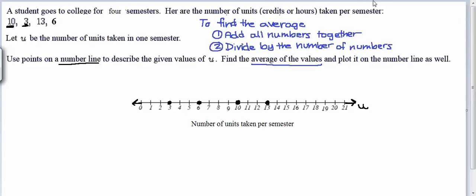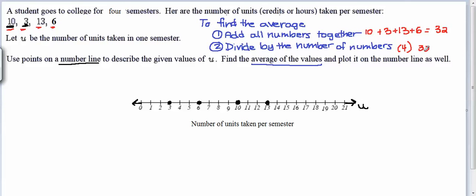Okay, so here's our 2 steps for finding the average. We're going to add all the numbers together and then divide by the total number of numbers. This can be a little weird to say, the total number of numbers, but you just look at your list of numbers and see how many numbers there were. There were 1, 2, 3, 4, so we're going to end up dividing by 4 in this case. Before we can divide by 4, we have to add them all together. So we're going to add up here 10 plus 3 plus 13 plus 6. When you do that out by hand or on your calculator, you'll get the value 32.